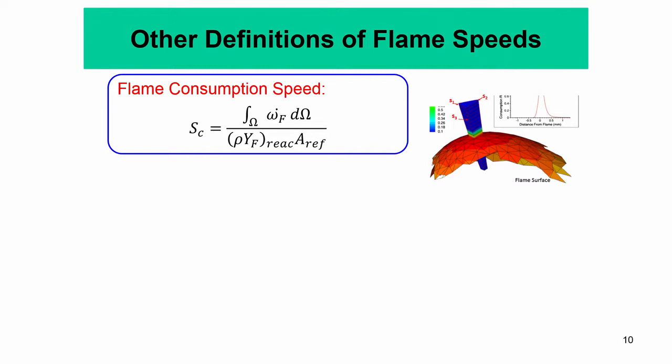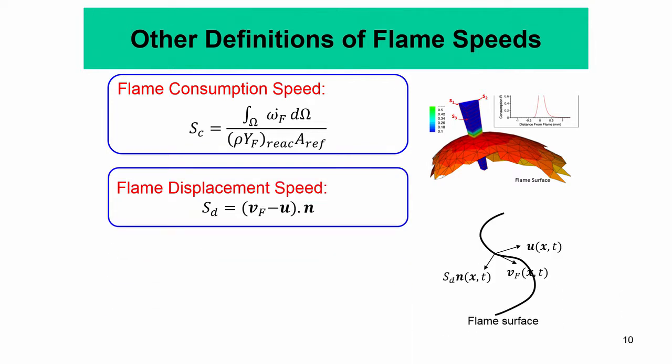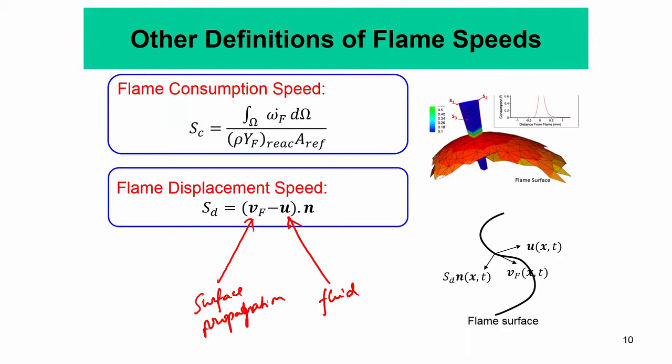So, this is the turbulent consumption speed, and the flame displacement speed, which is essentially the rate of propagation of the surface with respect to the local fluid velocity. So, the SD is essentially a relative velocity of the surface with respect to the local fluid velocity, measured in the direction normal to it. So, this is the fluid velocity.